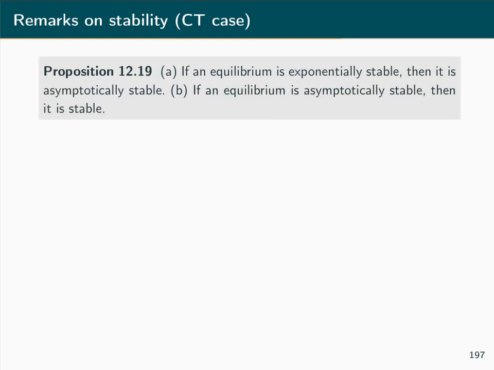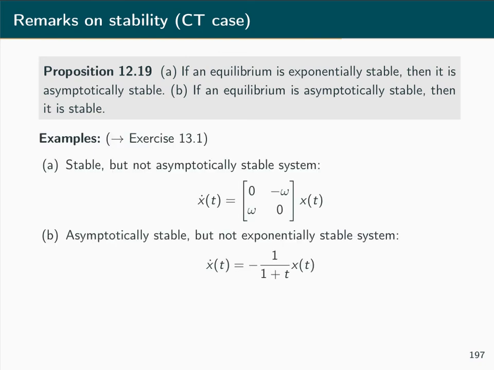Now, proposition 12.19 states that also for continuous time systems, we have that A, if an equilibrium is exponentially stable, then it is asymptotically stable, and B, if an equilibrium is asymptotically stable, then it is stable. And the proof is analogous to the proof of proposition 12.9. Here we have two examples of A, a stable but not asymptotically stable continuous time system, and B, an asymptotically stable but not exponentially stable continuous time system. And it will be on you in exercise 13.1 to prove the stability properties for these two examples.